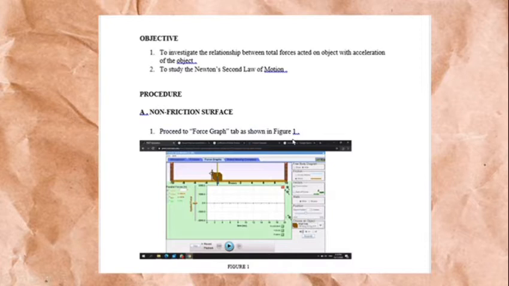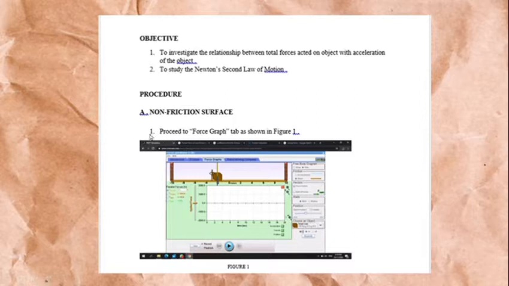The objective of the experiment was to investigate the relationship between the total force acting on an object and the acceleration of the object, and to study Newton's second law of motion. Okay, we start with the procedure, for the non-friction surface first.